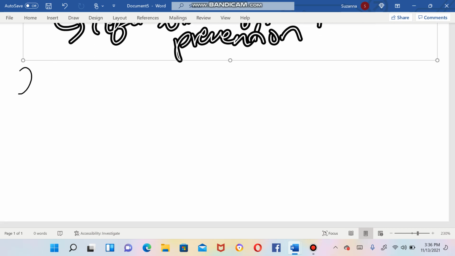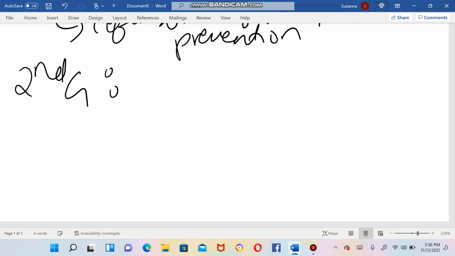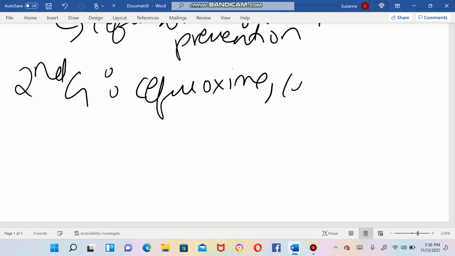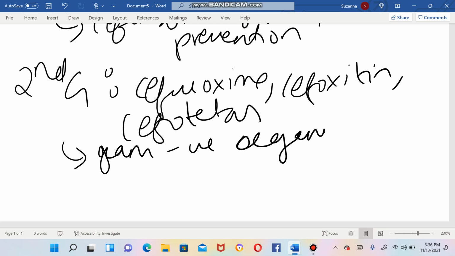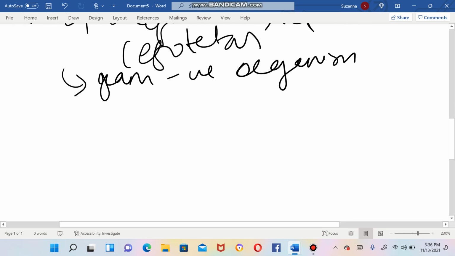So let's move on to second generation. Some examples of second generation are cefuroxime, cefoxitin, cefotetan. It has more coverage of gram-negative organisms, as we have already discussed. It covers gram-negative organisms like H. influenzae, Enterobacter, Proteus, E. coli, Klebsiella, Neisseria gonorrhoeae. It also has some anaerobic coverage.